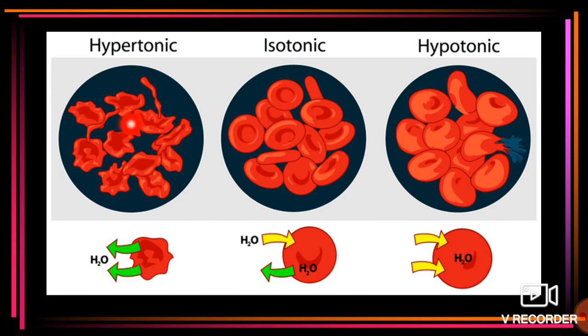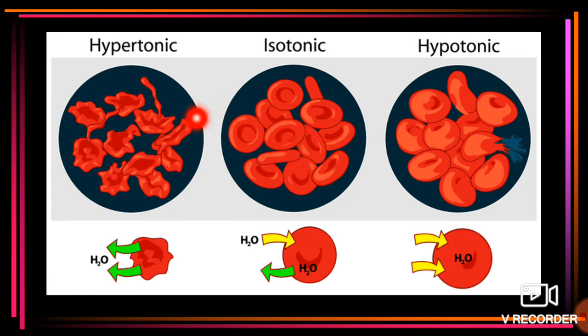Suppose this is the hypertonic solution and the cell is there. So first we start with the isotonic solution. Iso means same, so the concentration of this particular solution and this cell is the same. There is no difference in the concentration, so the amount of water that enters and exits will be the same. There will be no net flow, and the size and shape of the cell will remain the same. No change will be there.